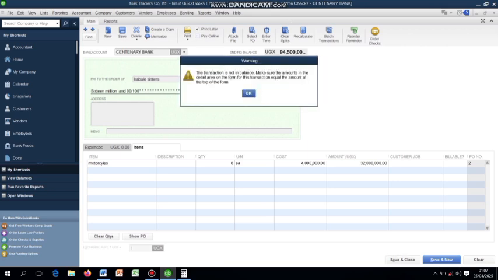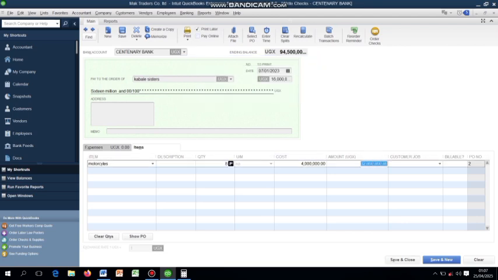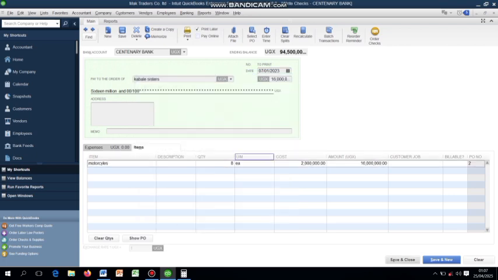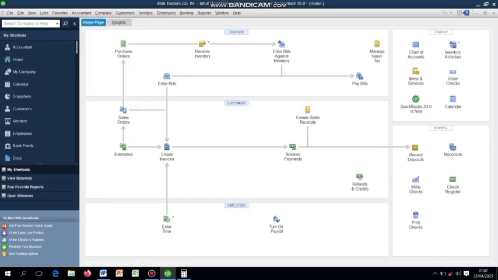Save and close. The transaction is not in balance. Make sure the amount in the detail area on the form for this transaction equals the amount at the top of the form. Okay, I'll come here to the amount. I change it since I paid half. I'll write 16 and then save and close. After, I'll go to the next transaction, which is on 10th.